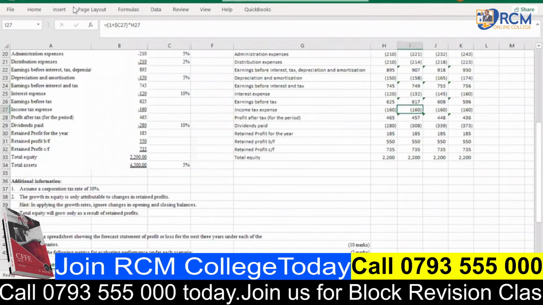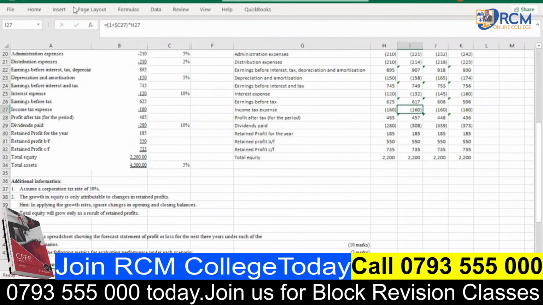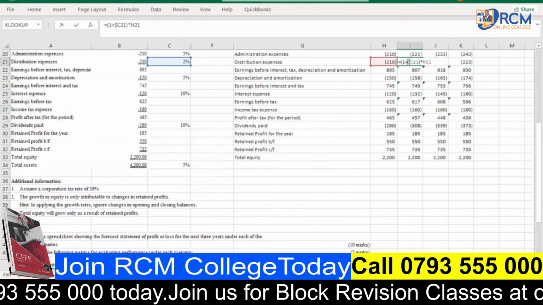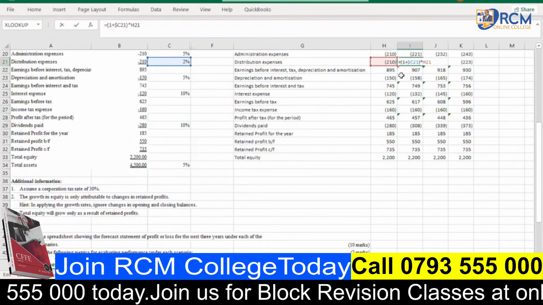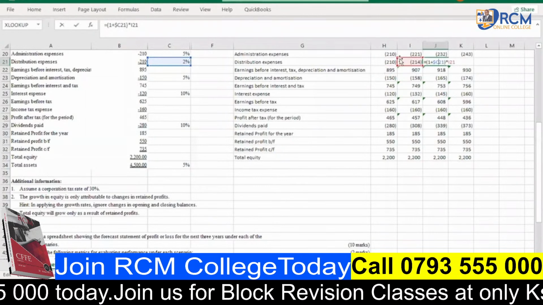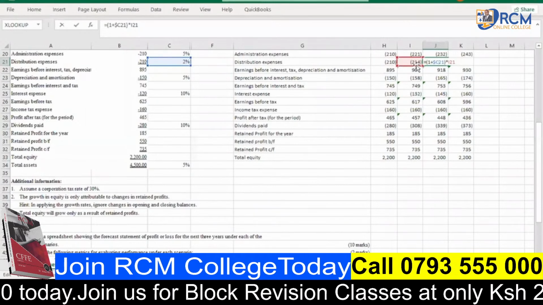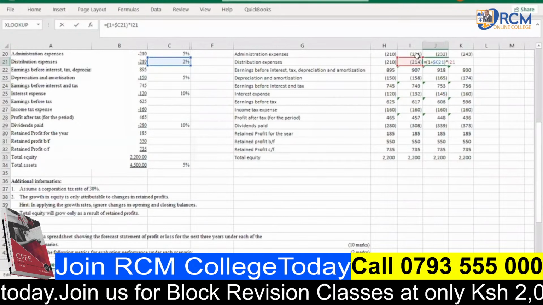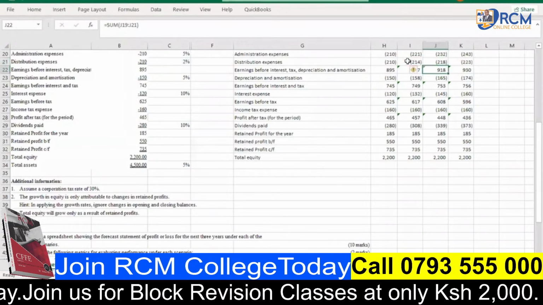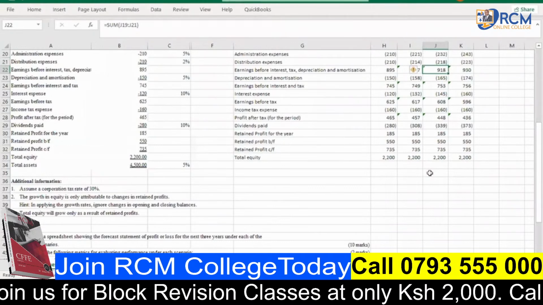Why am I getting the same figure in the distribution costs for all the 3 years? Distribution costs, look at what we have done for 2023. Then 2024 now changes to refer to this one here. It means maybe you locked everything. Check how you applied the dollar sign. It might be the source of the problem there.